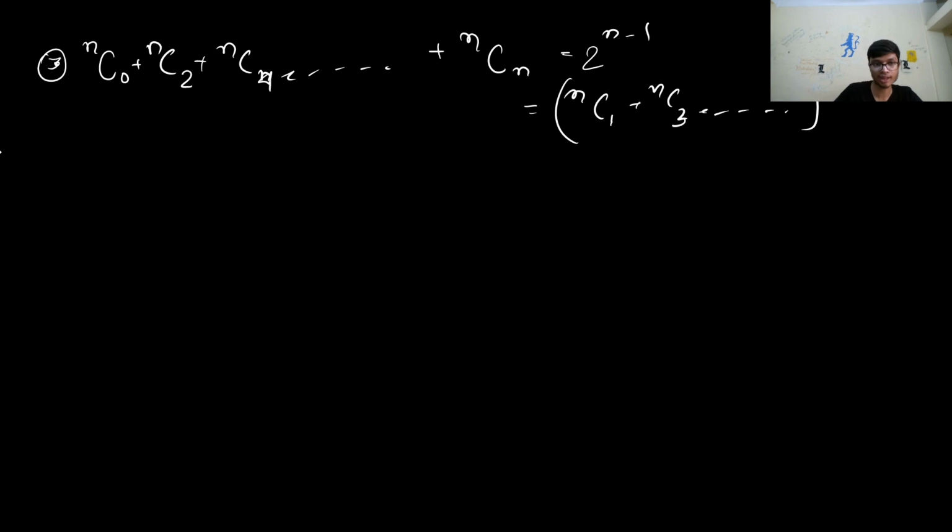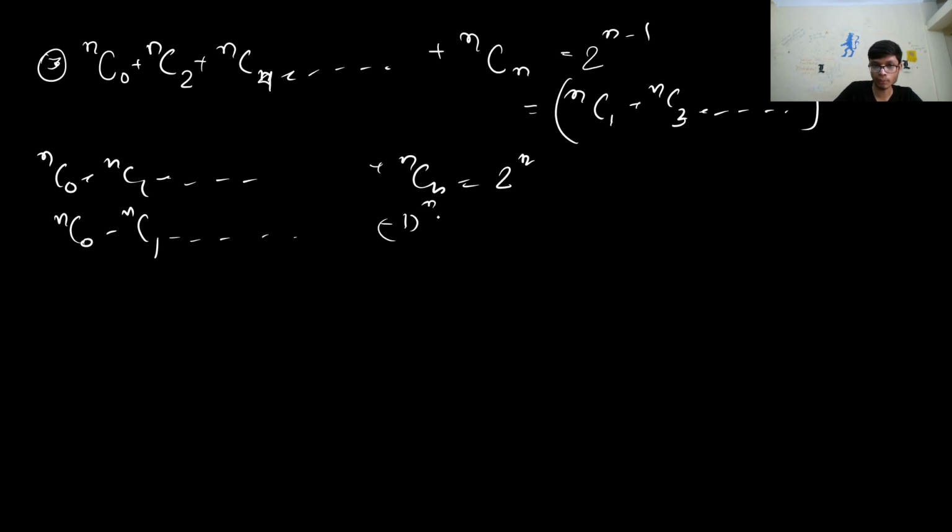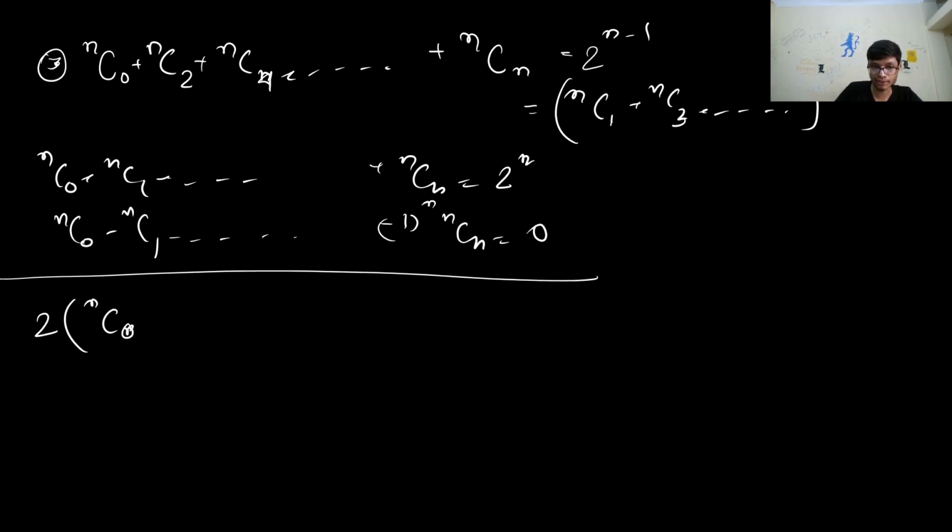Now, how does this result come? If you look at nC0 plus nC1 and so on up to nCn, it is equal to 2 to the power n, and similarly nC0 minus nC1 and so on up to (-1) to the power n nCn is equal to 0. Now on adding both the terms, you will get 2 times the sum of all the even terms. The even terms will survive, and this will be equal to 2 to the power n, and if I cancel 2 on this side, this will become 2 to the power n minus 1. That means the sum of all the even lower coefficient binomial coefficients is equal to 2 to the power n minus 1.